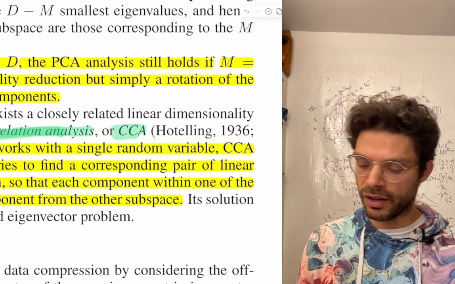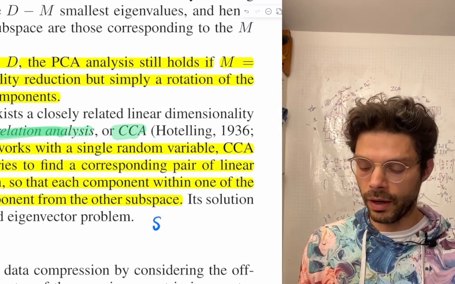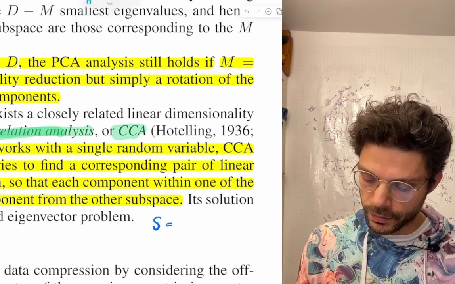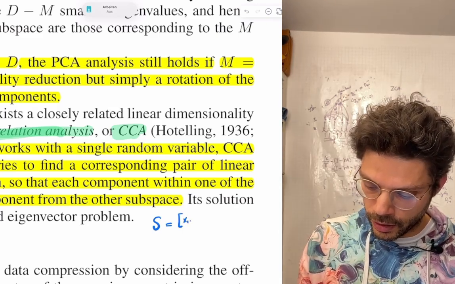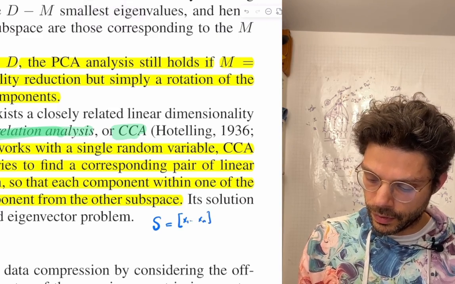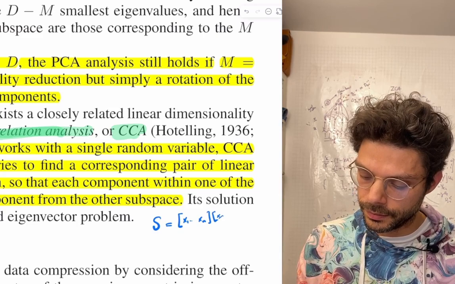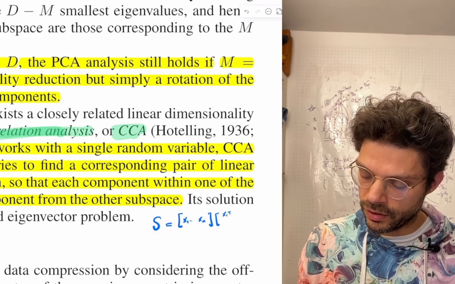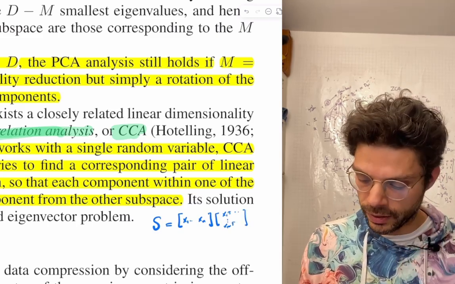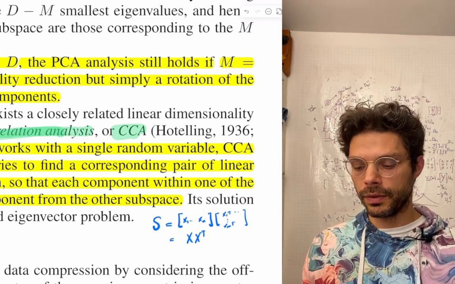So if you think of our S matrix, this is our covariance. You can think of it as if we arrange our data as x1 to xn, and I'm going to assume that there's zero mean here just for simplicity, and then there is x1 transpose, and then xn transpose, and so on. So we can just write this as X transpose X. And now you can think of what we did here.